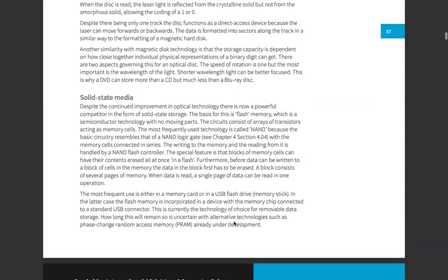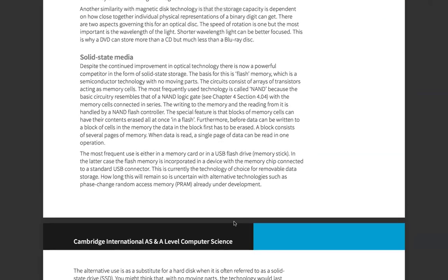So for the next part, it will be solid state drives, which means SSDs. Despite the continued improvement in optical technology, there is now a powerful competitor in the form of solid state storage. The basis for this is flash memory, which is a semiconductor technology with no moving parts.